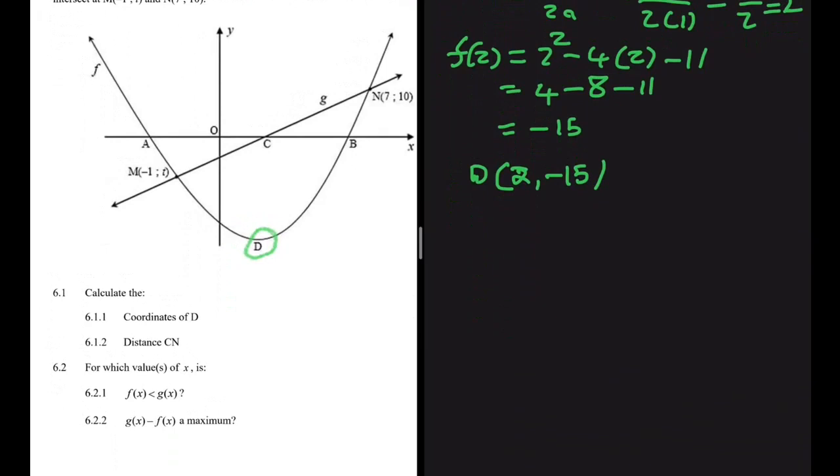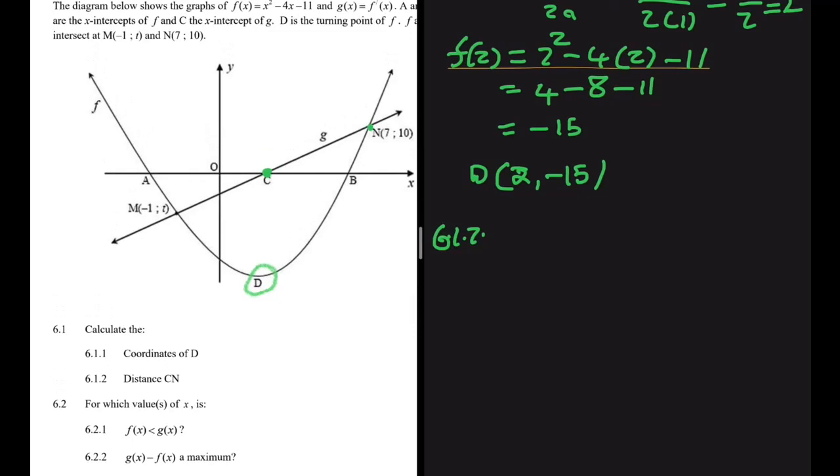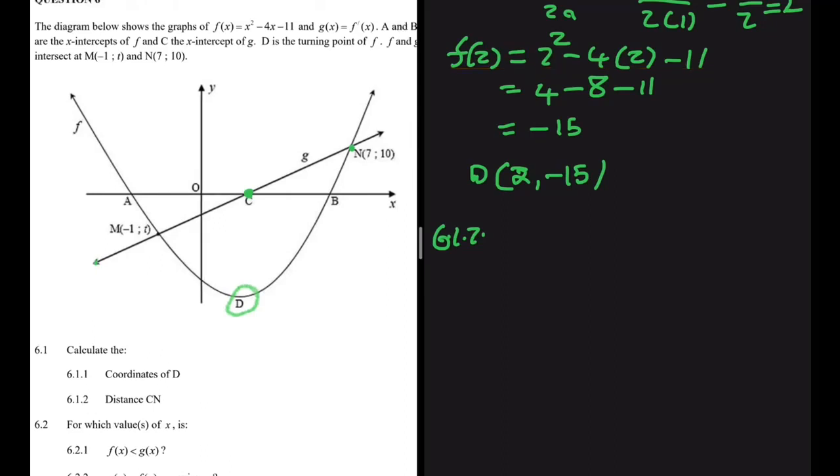So now let's go ahead and do 6.1.2. Let's calculate the distance CN. So here's C at this point, and N is right here. But then we don't have the coordinates of C. If we had an equation for this graph g of x, the straight line, it would be easy to find the coordinates of C and then consequently find the distance CN. But we're told in the question statement that g of x is equal to the derivative of f of x, so we can just differentiate f of x and have g of x.